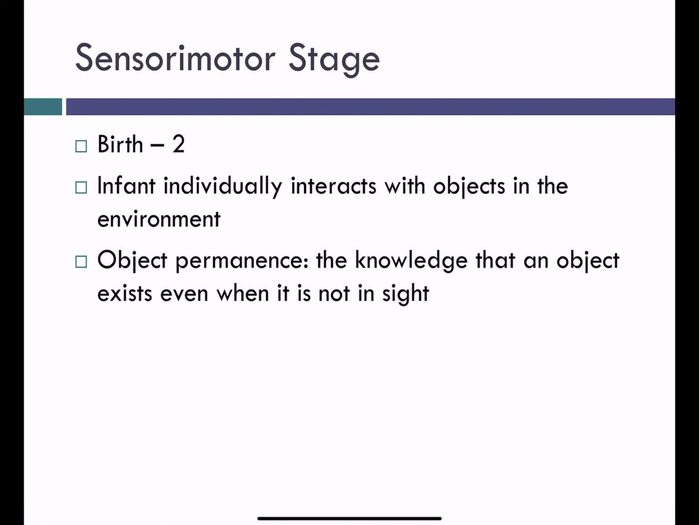So the first stage is the sensorimotor stage. This is from birth to age 2. And here the infant is primarily interacting with things through their senses and through their motor activity. The big thing at the end of the stage is object permanence. And object permanence is knowing that an object exists even when it's not in sight.